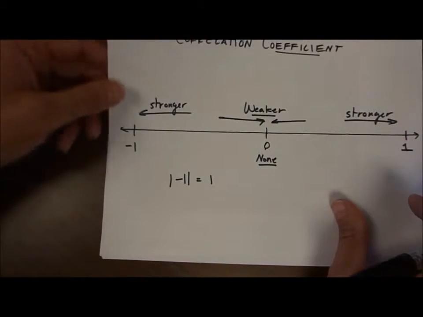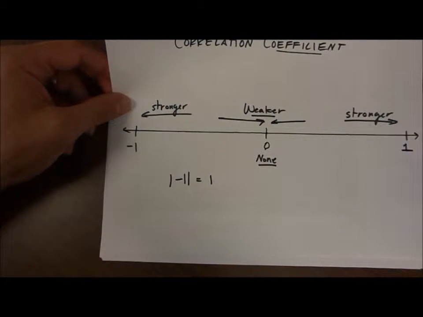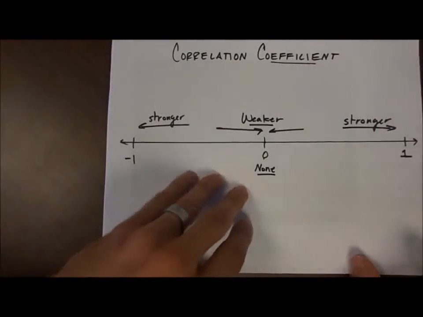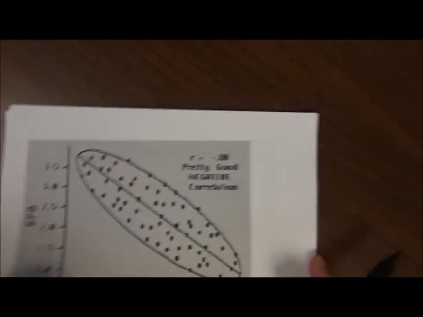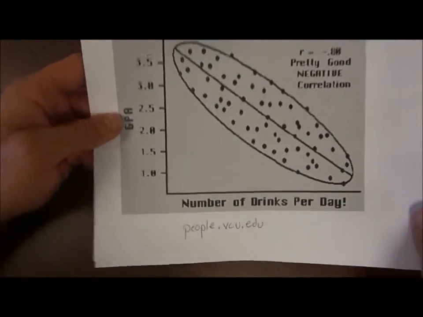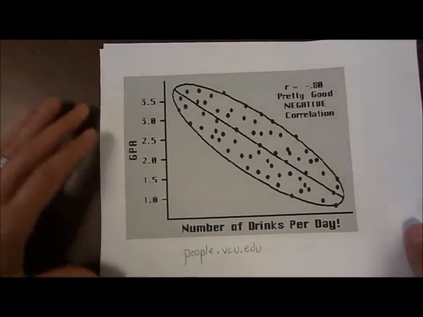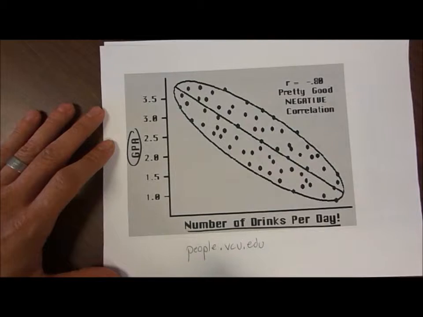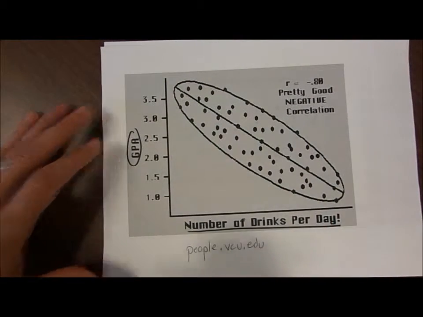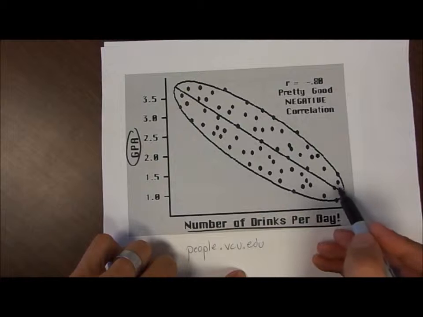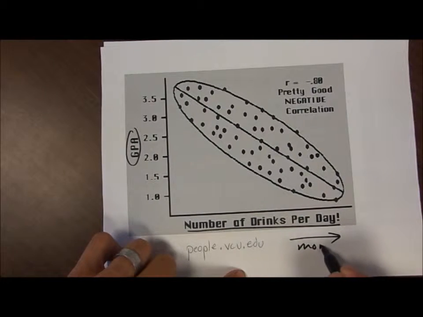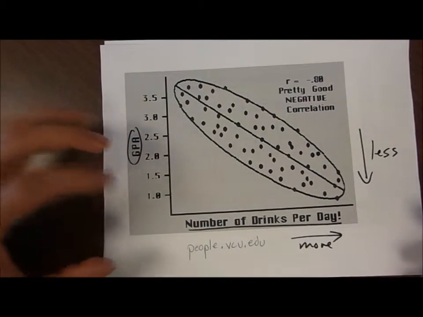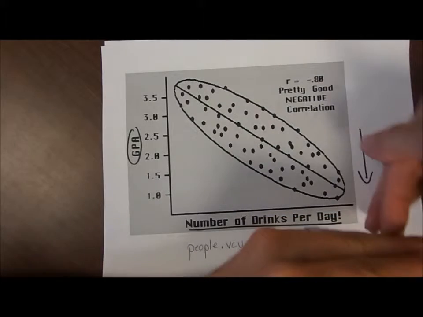Now that we've talked about correlation coefficient, I want to show you a few actual data sets that people have gathered. This next one I'm showing you came from people.vcu.edu, right there. It's a correlation between the number of drinks you have per day and your grade point average. You'll notice it's a negative correlation, meaning that the more drinks you have per day, the lower your GPA.